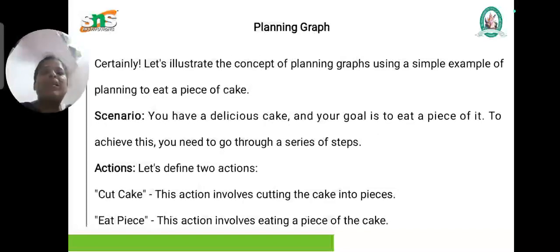Next, we are going to see an example of the planning graph. Let's illustrate the concept of planning graph using a simple example of planning to eat a piece of cake. The scenario: you have a delicious cake and your goal is to eat a piece of it. To achieve this, you need to go through a series of steps. The actions: let's define two actions. The first one, cut the cake. This action involves cutting the cake into pieces. The second action, eat piece. This action involves eating a piece of the cake.